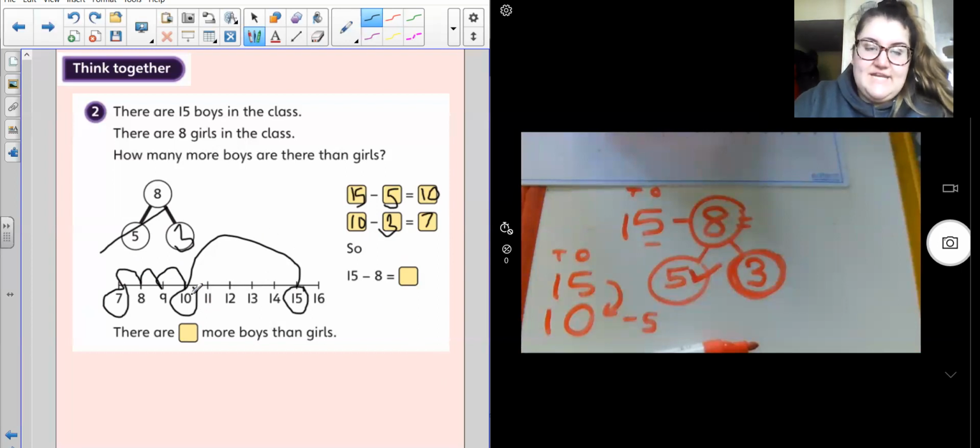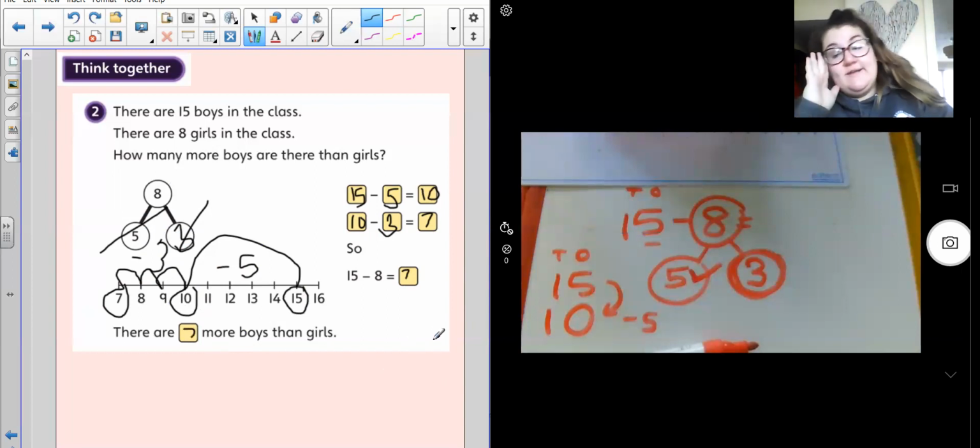So at 15 to get to 10, I took away 5. 10 to get to 7, I took away the 3. I've taken away both parts, so I've taken away 8 altogether, and I landed on 7. So there are 7 more boys than girls.